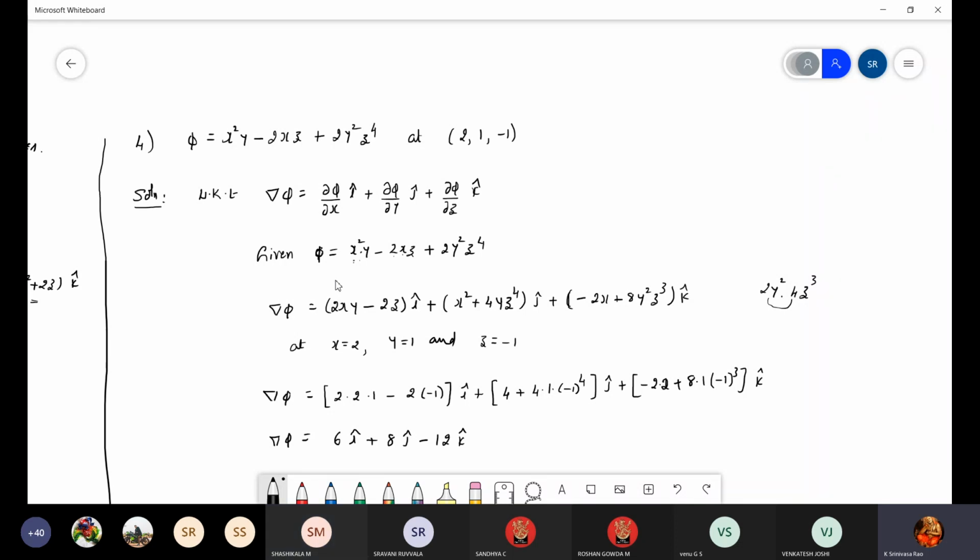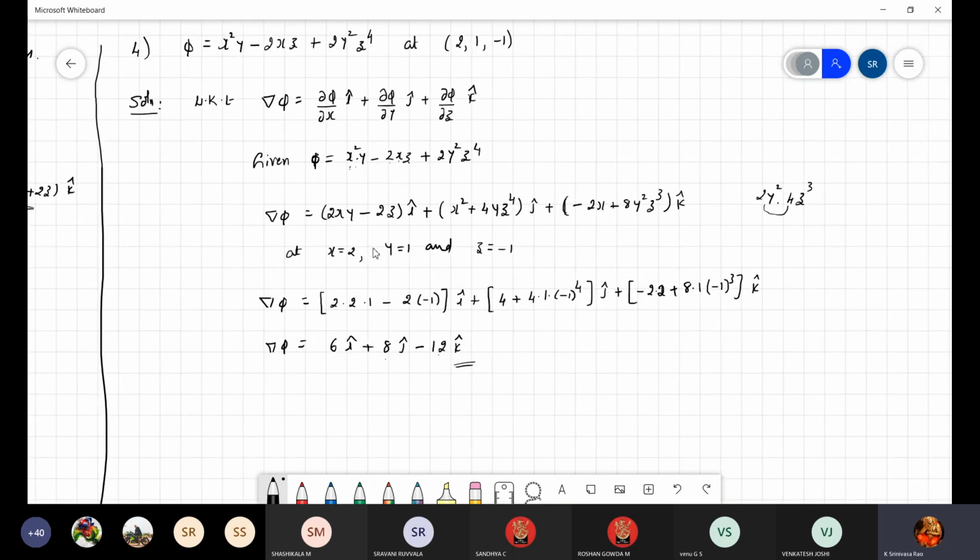2 twos are 4 and this minus becomes plus, so 4 plus 2 is 6, correct? And here because -1 power 4 is plus only, 4 plus 4 is 8, this is also correct. Second, third one, both are negative, this is also minus and -1 whole cube is also minus, this is -4 minus 8 is -12, so this is the answer. Okay, I hope you understand how to calculate gradient, grad phi.